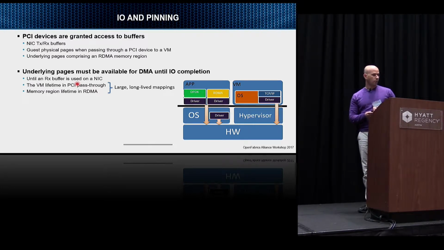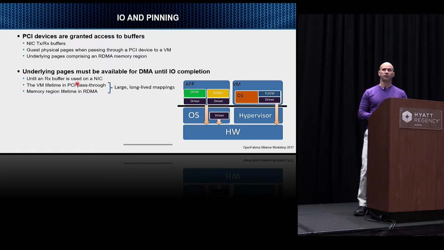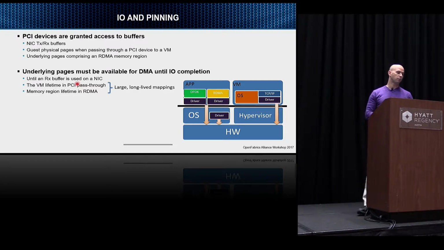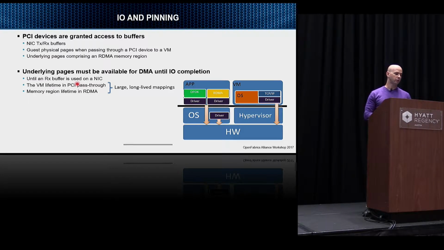So basically, when you do I/O, you grant devices access to buffers. For example, NIC transmit and receive buffers. When you do PCI pass-through, basically you grant the whole guest memory to your virtual function. Or when you register a memory region, you grant the device access to that memory region.